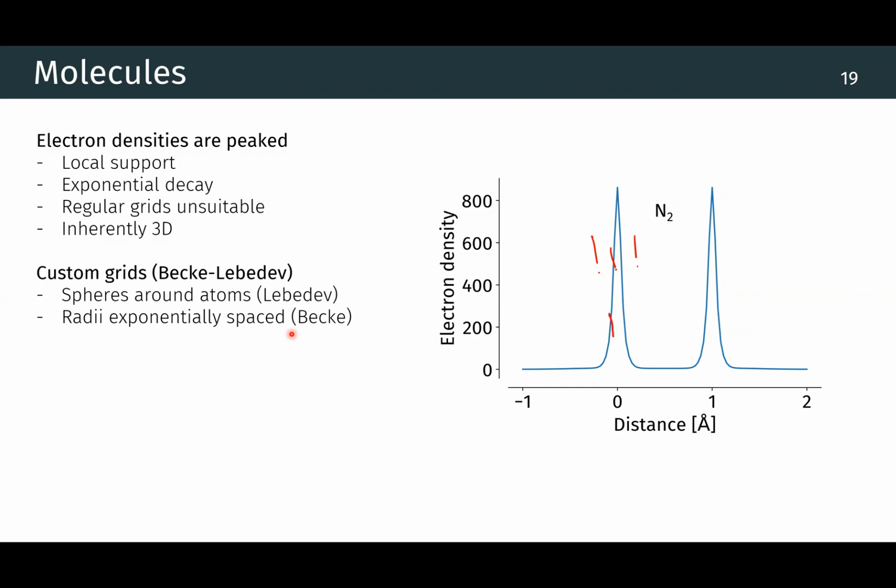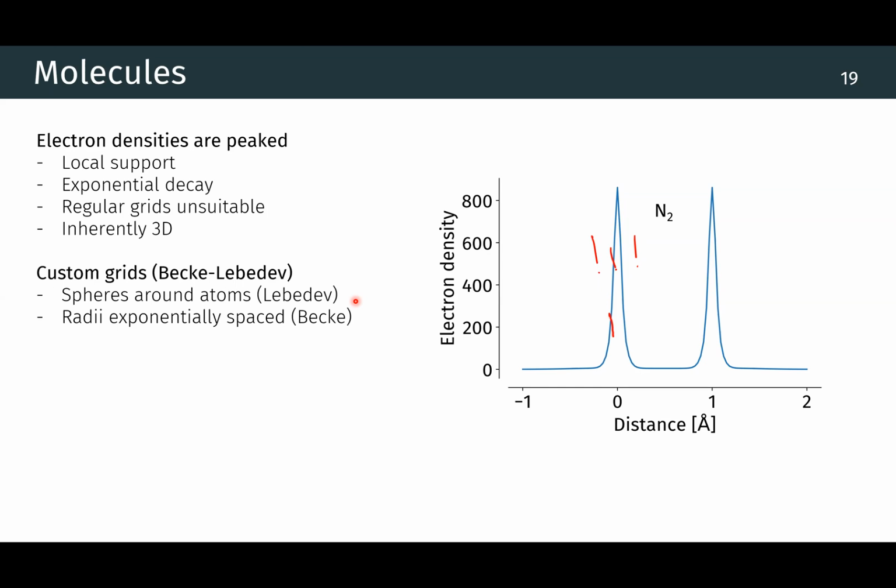So these two approaches together, one, how to sample a sphere, and two, how to get them exponentially decaying, they together are called the Becker-Lebedev grid. And they come in different quality settings. Basically, the Becker qualities are less important, but how densely you are sampling your sphere, that's the relevant question. Now, to implement this is awful.